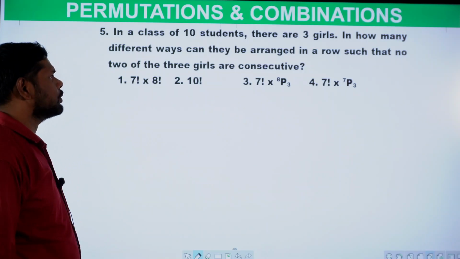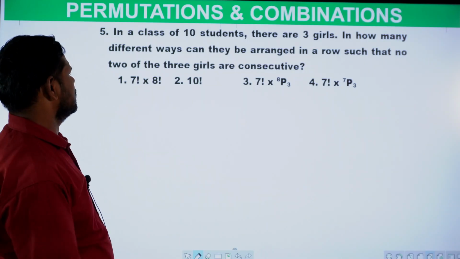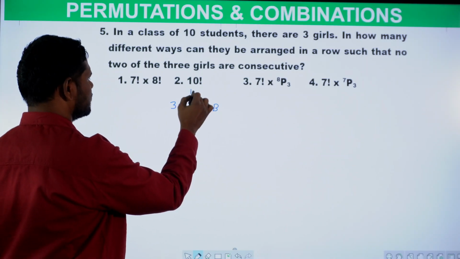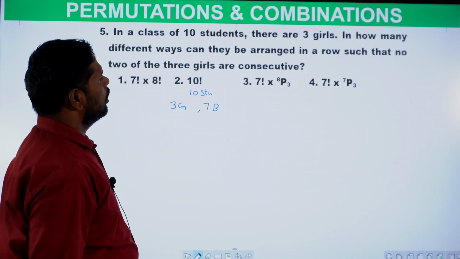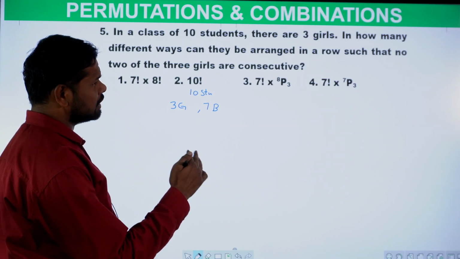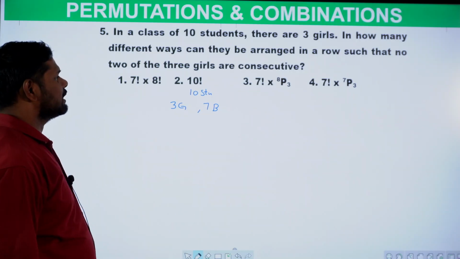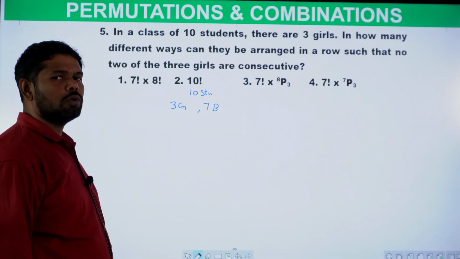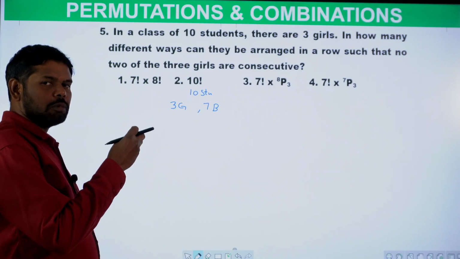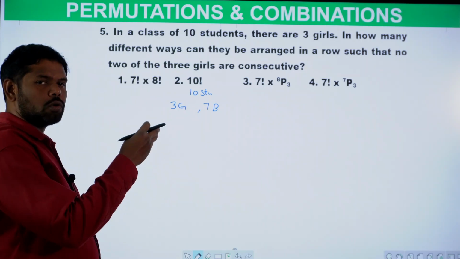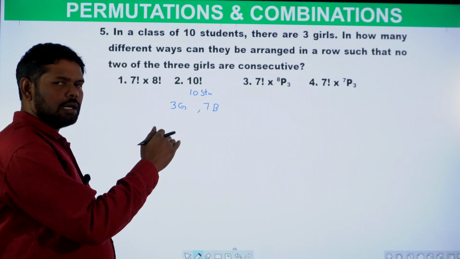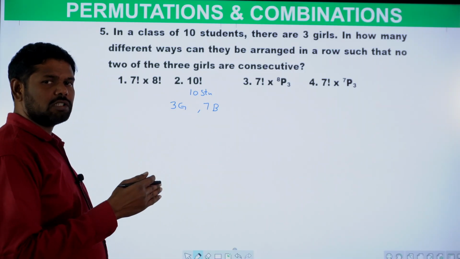In a class of 10 students, there are three girls. Three girls means the remaining 7 are boys. Now, in how many different ways can they be arranged in a row such that no two of the three girls are consecutive? So no two vowels come together, no two boys sit together, no two girls sit together. In this case, first we arrange the other gender or other type. So vowels means consonants, consonants means vowels.